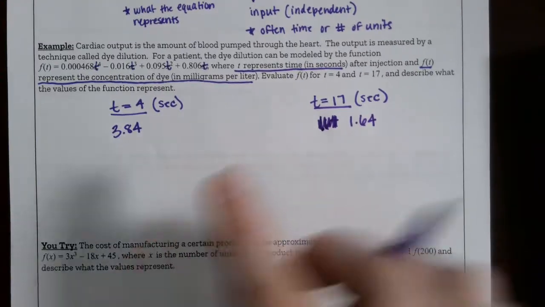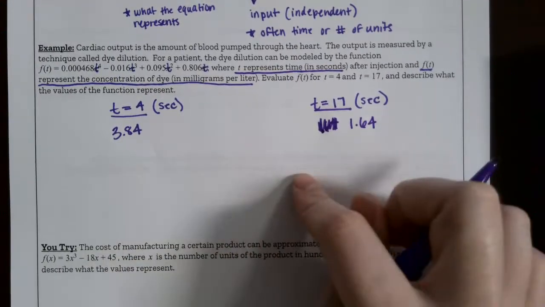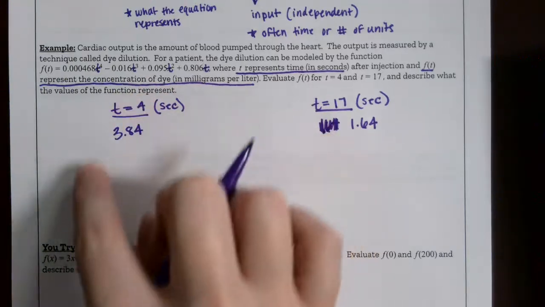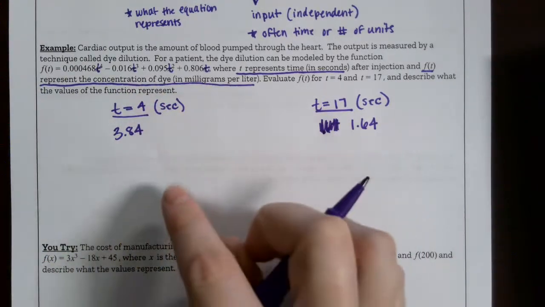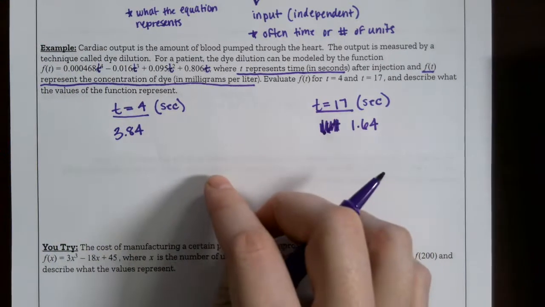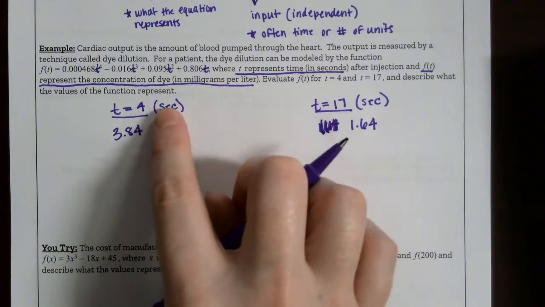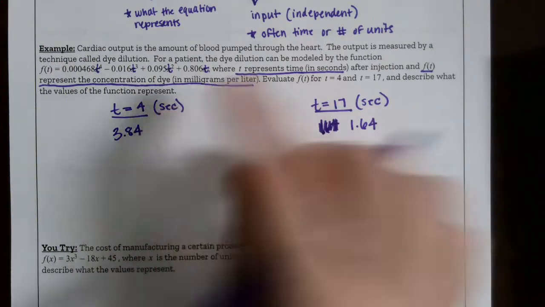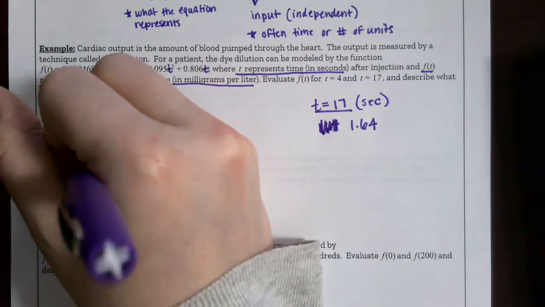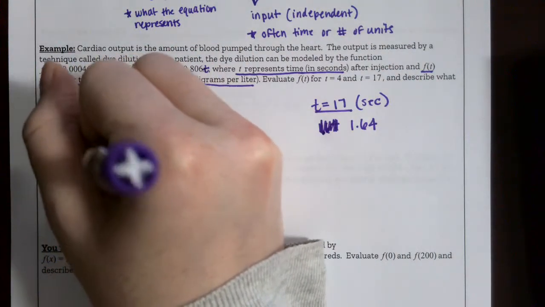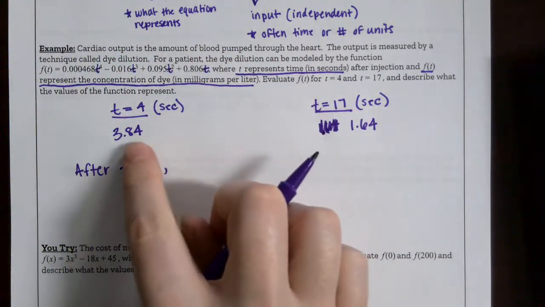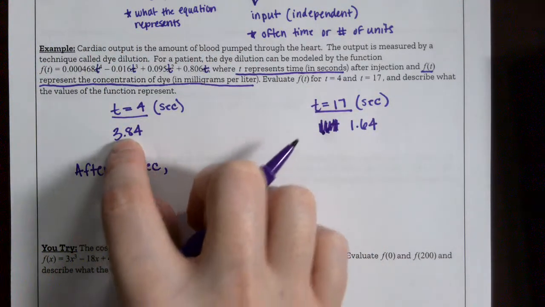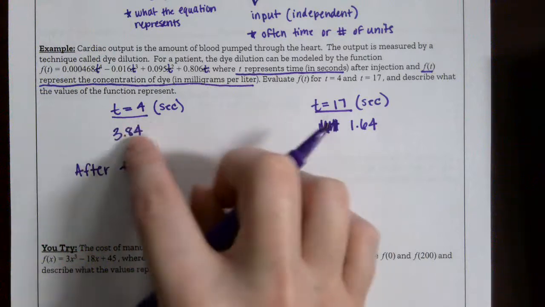Now, we need to describe what these values represent in terms of this function. So I'm going to write one sentence to include both, but you could also write 2 separate sentences. That's fine. We want to interpret, and I already know that these values up here represent seconds. So I'm going to start my sentence with after 4 seconds. And then I need to figure out what this means. And this is our f of t, so when you plug it in, what you get.